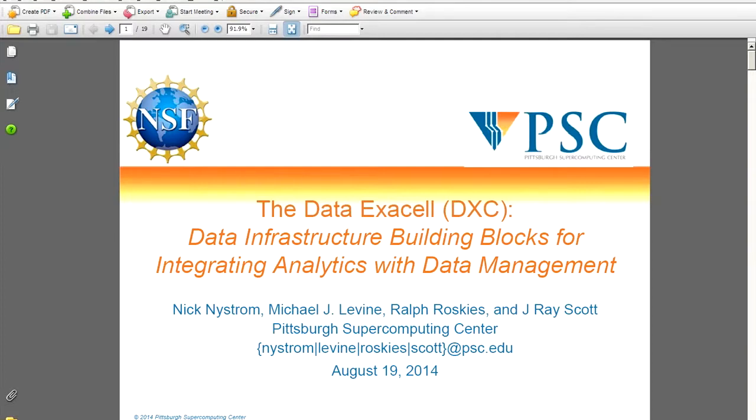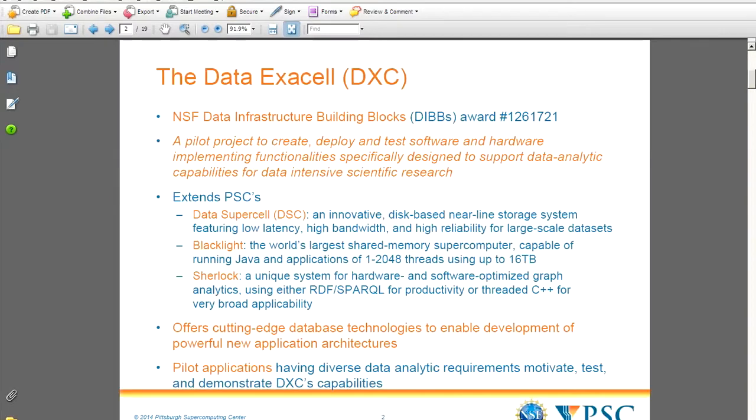And the Data XSL is a DIBS project. So DIBS is the NSF Data Infrastructure Building Blocks program. The Data XSL sets out to really integrate data analytics with novel storage. So this is a talk on behalf of the team here at PSC. It's myself, Michael Levine, who will actually be back in the room with me in a minute, Ralph Roskis, and J. Ray Scott. Next slide, please, Sergio.